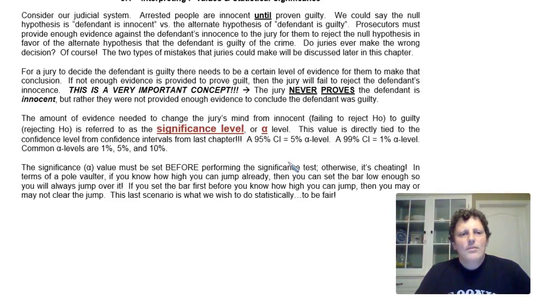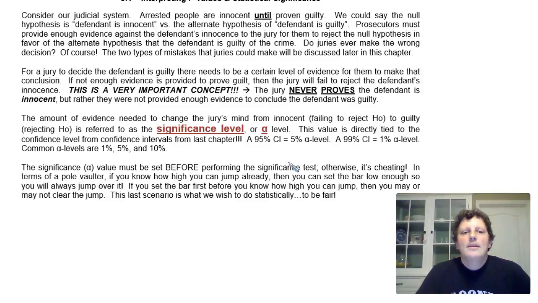Do juries ever make the wrong decision? Do they ever put people in jail who were innocent, or let people go who committed a crime? Well, of course they do. So there are two types of mistakes that juries could make, and we're going to talk about that a little bit later in this chapter. But for now, let's think about what this means in the context of the types of problems we're going to be looking at. For a jury to decide that the defendant is guilty, there needs to be a certain level of evidence for them to make that conclusion.